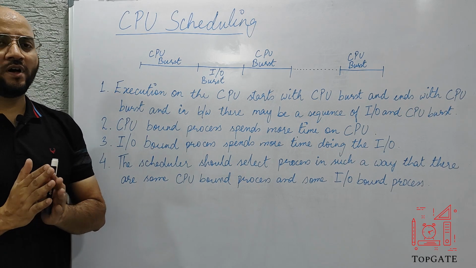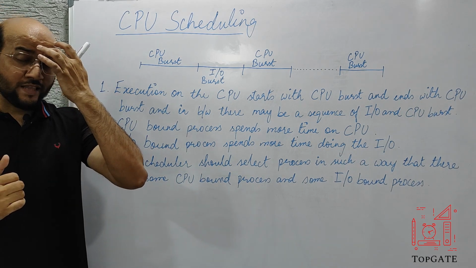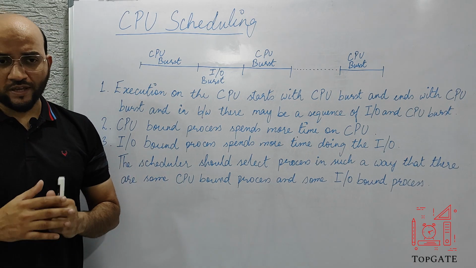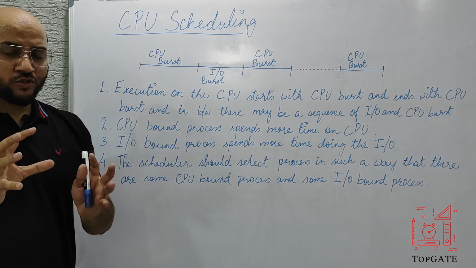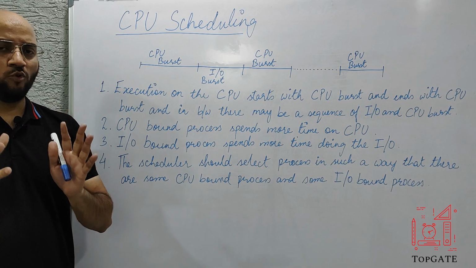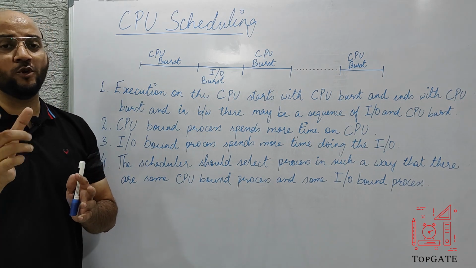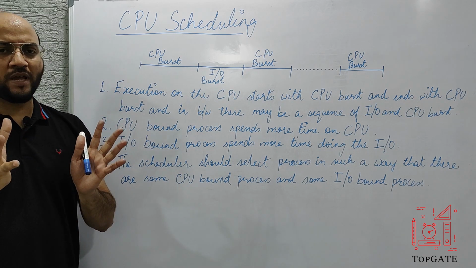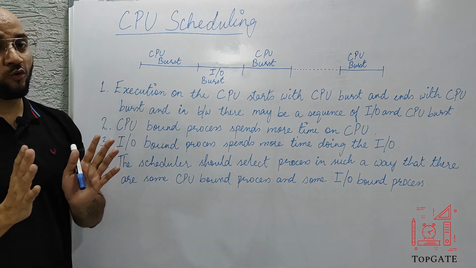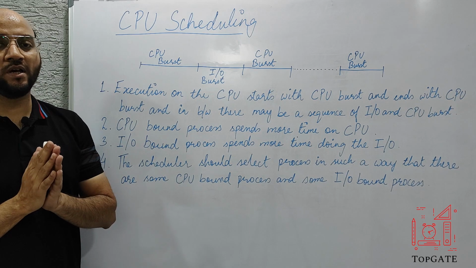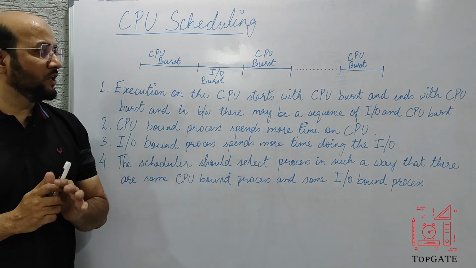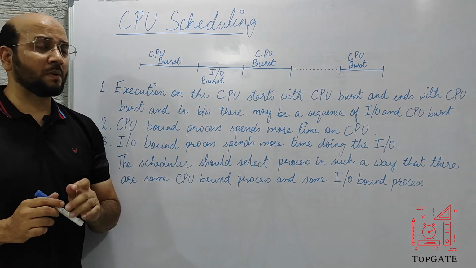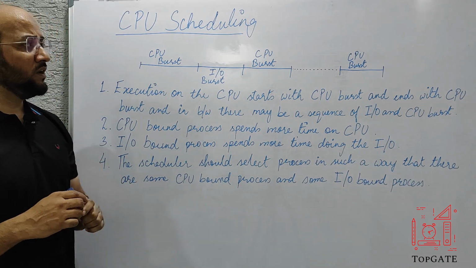But suppose we have a process in which we need to do some very heavy calculations. In those heavy calculations, this process will spend most of its lifetime doing CPU work only. It will only ask for some input from the user, and apart from that, it will spend most of its time doing the heavy calculations. So that process can be termed as a CPU bound process. Clear? So this is the concept of CPU scheduling.